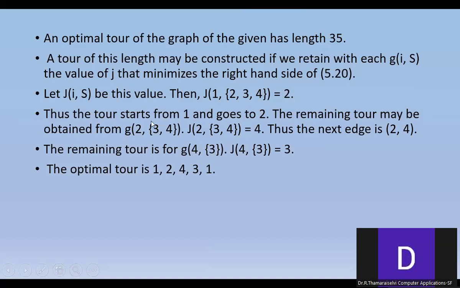The tour starts from 1 and goes to 2. The remaining tour may be obtained from G of 2, 3, 4. So out of this you have chosen 2. Then from 2, 3, 4 you have to choose which one? 4. So the next stage is 2 to 4. 1 to 2, 2 to 4, then 4 to 3, and then 3 to 1. So the optimal tour is 1 to 2 to 4 to 3 to 1.